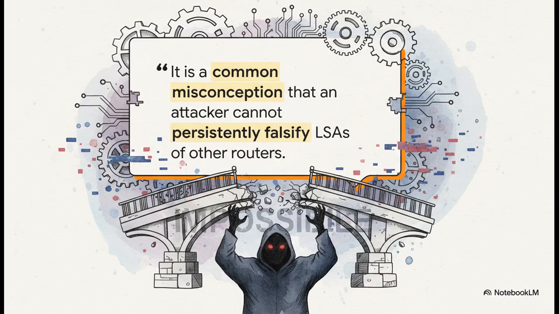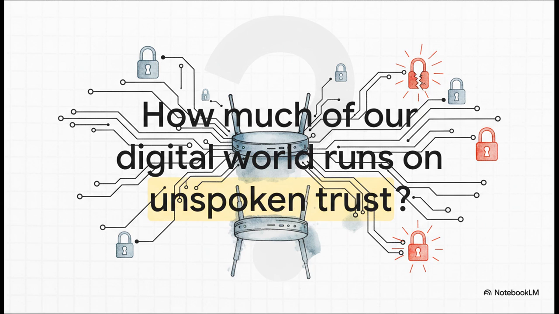The Stanford researchers who discovered this attack put it perfectly. For years, the common wisdom in the networking world was that this kind of persistent forgery was impossible. The system's own defenses were supposed to prevent it. But that wisdom, it turns out, was based on a flawed assumption. And that really leads us to our final thought. OSPF was built with an inherent level of trust, a trust that a router wouldn't be fooled by its own reflection. This attack exploits that trust completely. And it makes you wonder, how many other parts of our vast digital world are built on similar unspoken assumptions, just waiting to be challenged?